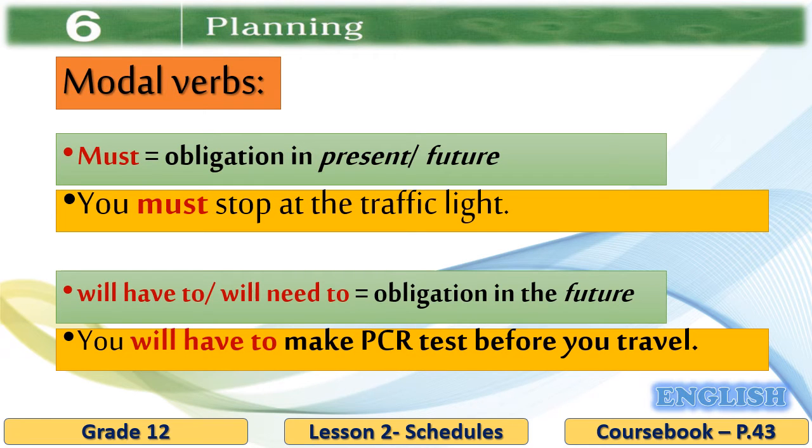Another modal verb is must. Must means obligation in the present or in the future. For example, we say you must stop at the traffic light. This is an obligation, now or later. While the focus is on the future in the next modal verb, will have to or will need to. This is obligation in the future. Example, you will have to take a PCR test before you travel, because in the future they will make this test obligatory.